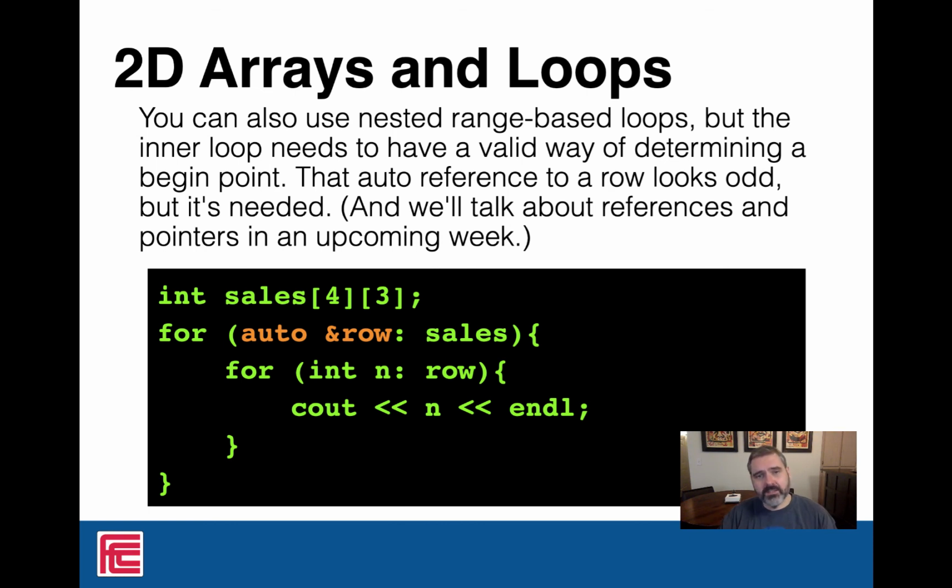So now for the inside one, I can just say for int n inside of row, right? Because row is the thing that I'm going through. Each time I grab an element from sales, I'm calling it row. And then I can just go through the row and access each individual element, which is going to be an integer. So this will work for 2D arrays using a range-based for loop. It just involves a little bit of witchcraft that you don't quite understand yet. But that's fine.